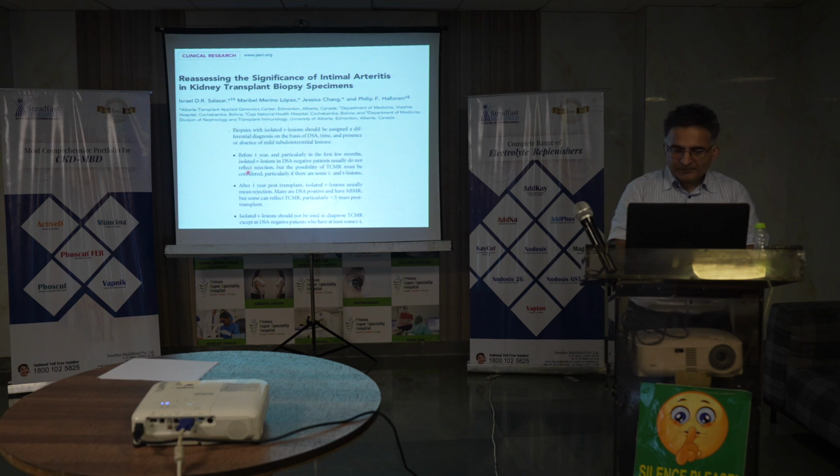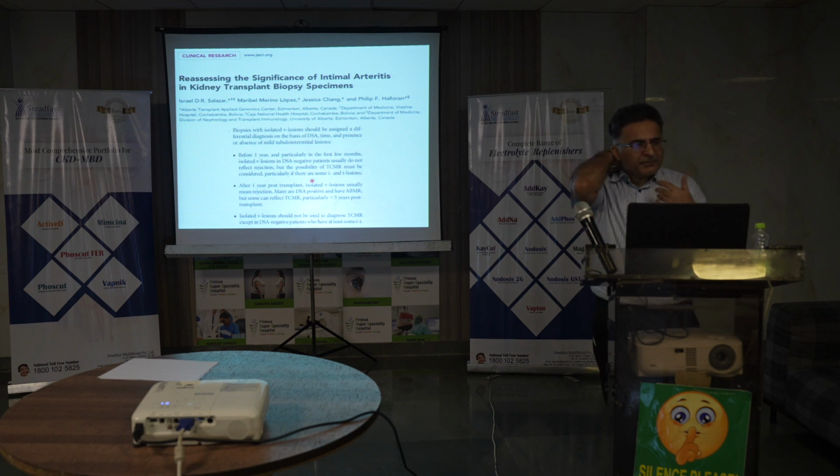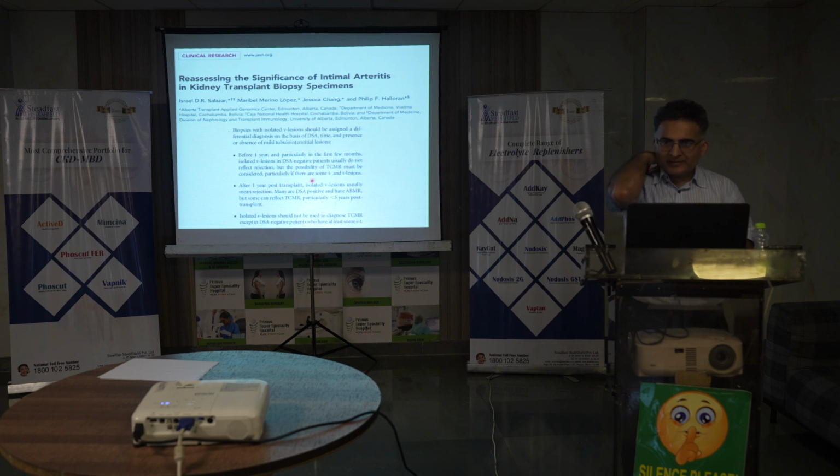So before 1 year, and particularly in the first few months, isolated V lesion in a DSA negative patient usually does not reflect rejection, but the possibility of T-cell mediated rejection must be considered, particularly if there are some I and T lesions. That means if there is some inflammation and some tubulitis, you can label it as isolated V lesion, and these patients should receive T-cell therapy. But I'm very sure if pathologists say there is no inflammation, no tubulitis, but there is a vascular rejection, you are not going to leave that patient like that.